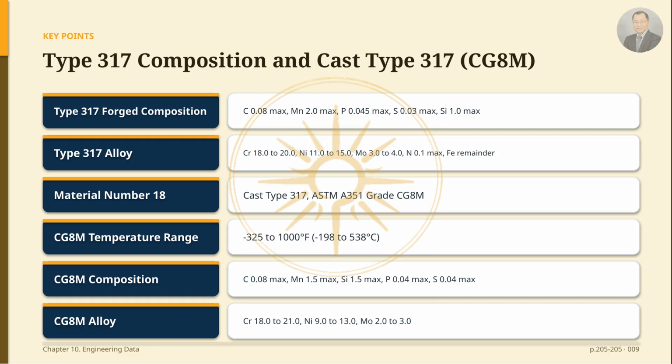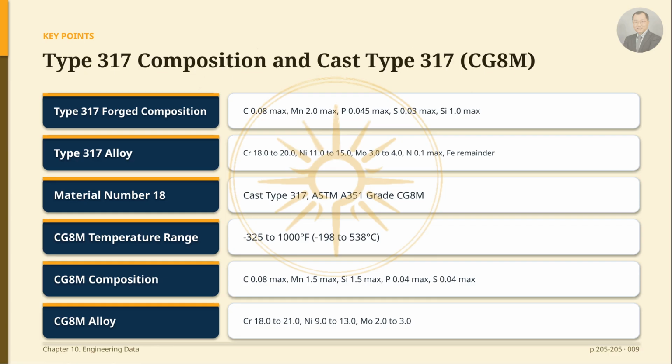The composition of forged type 317 is 0.08% carbon max, 2% manganese max, 0.045% phosphorus max, 0.03% sulfur max, and 1% silicon max. The alloying elements are 18.0 to 20.0% chromium, 11.0 to 15.0% nickel, and 3.0 to 4.0% molybdenum, which is significantly higher than the 316 series. Nitrogen is 0.1% max and the remainder is iron.